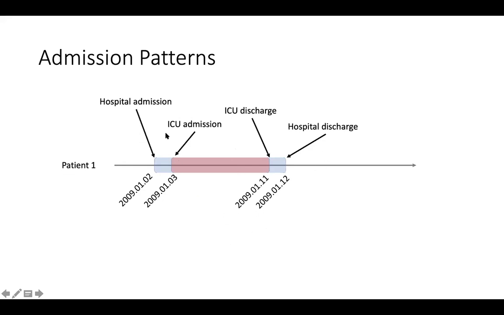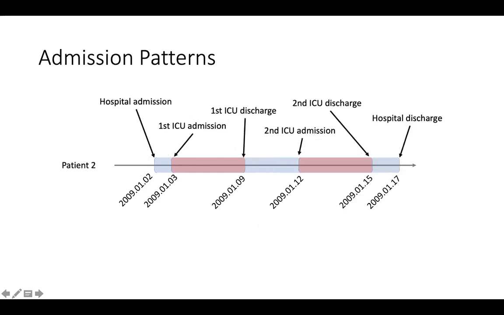And usually all this information, like hospital admission, ICU discharge, and hospital discharge, is stored in the EHR. So this is pattern 1, and this is completely possible. This is actually the simplest case. You go to the hospital, you end up in the ICU, you exit the ICU, and then you exit the hospital.